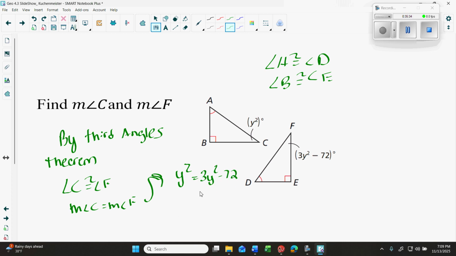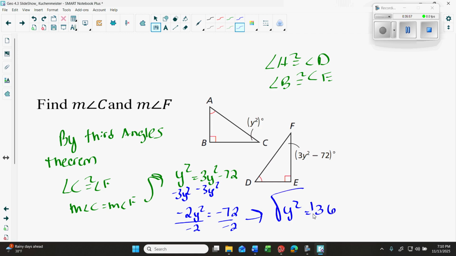And now let's solve this. All right, so let's subtract 3y squared. We'll get negative 2y squared equals negative 72. Divide both sides by negative 2. We're going to get y squared equals negative 72 divided by negative 2, which is 36. We take the square root of both sides, and we get y is equal to 6. And that is our answer.